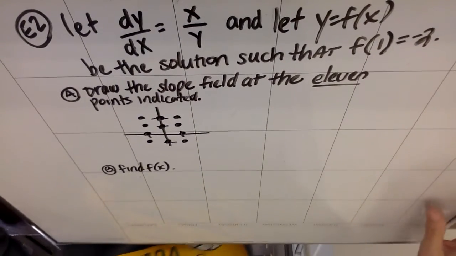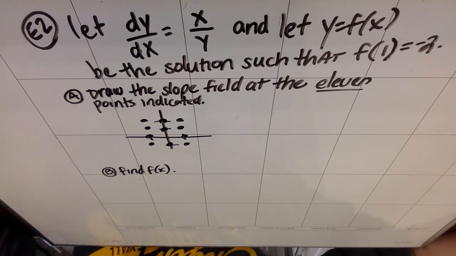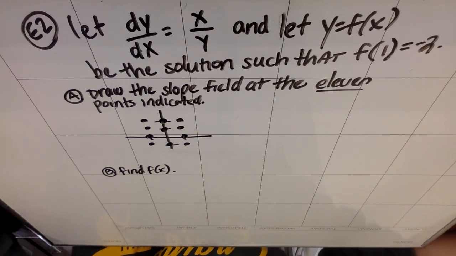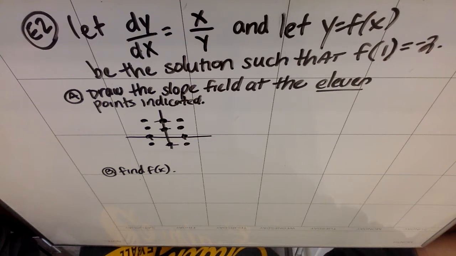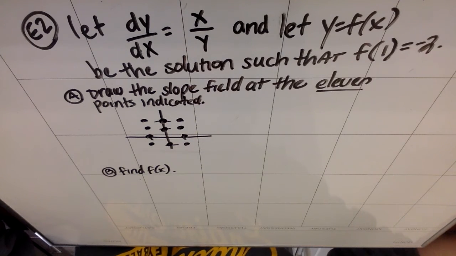All right, so we're going to do example 2 with slope fields. So here we have a separable differential equation, which means we can solve it, and we'll be asked in part B to do so. But part A is just a slope field. So we have dy/dx equals x over y, and then we're given that y = f(x) is a solution such that f(1) equals -2. All right, so first we're asked to find a slope field at the 11 points indicated.